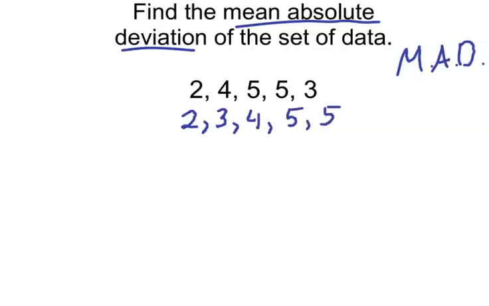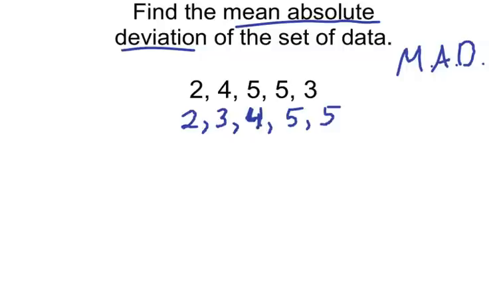All right, 2, 3, 4, 5, and 5. So you can probably already find the median. That would be the number in the middle there, right? The mode's easy to find because it has two 5s.